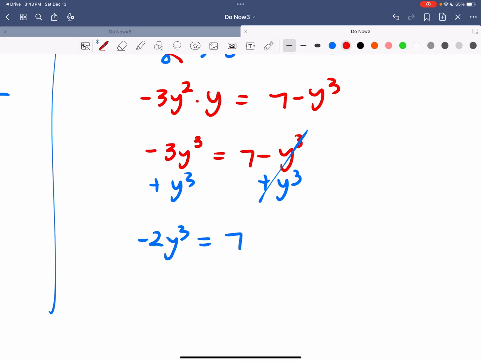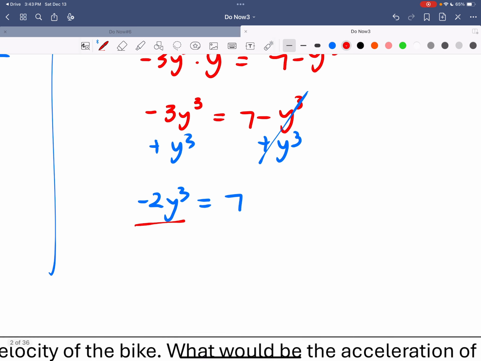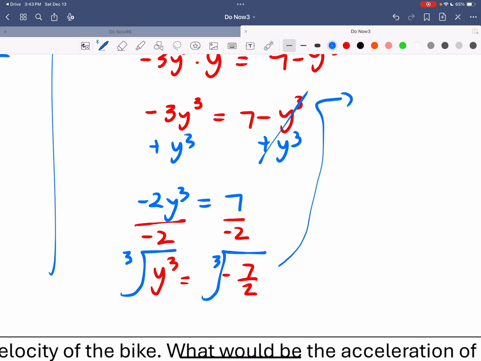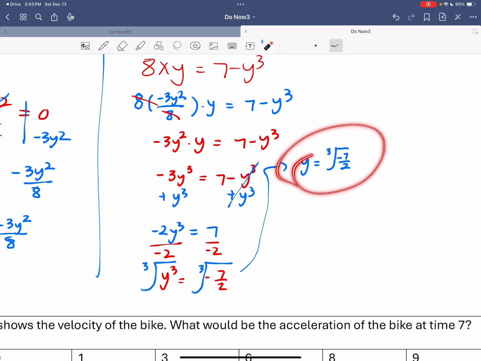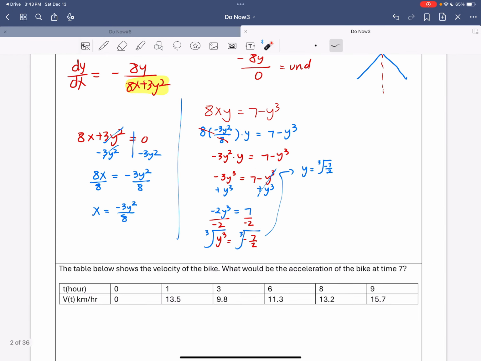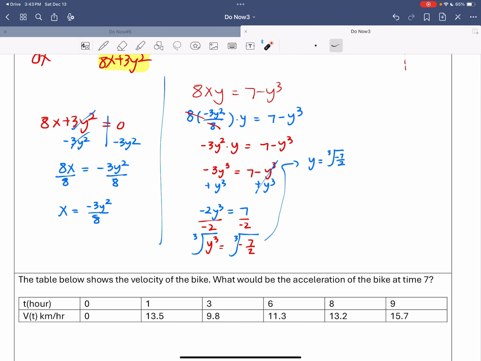So if I want to solve for y to the third power, I'm going to divide by negative 2 on both sides, which gives y to the third power equals negative 7 over 2. And if I take the cube root on both sides, I'll get y equals the cube root of negative 7 over 2. Although on an actual test, you're going to get a much better number than this. This one, you get a very awful number because I just made up the numbers. But on the actual test, you're going to get a better number.